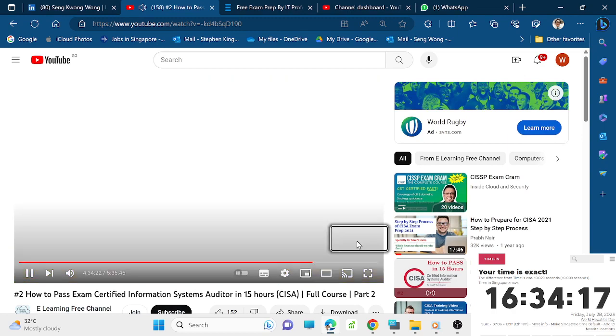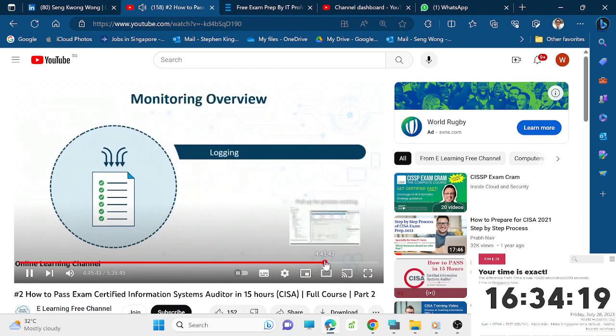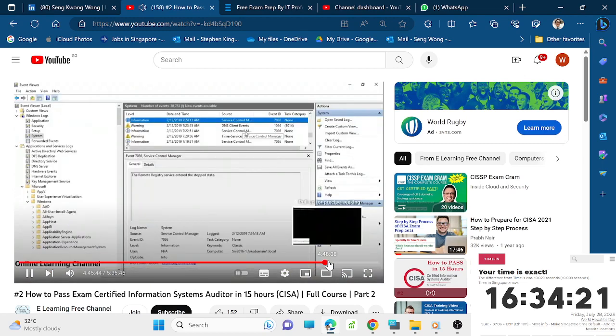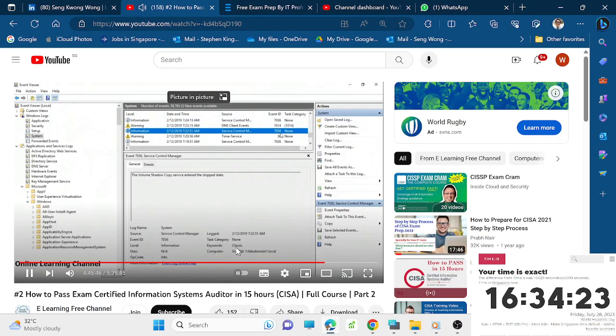Well, also what can be very handy, event items related to that same event ID, then we can see here it's related to the volume shadow copy service.